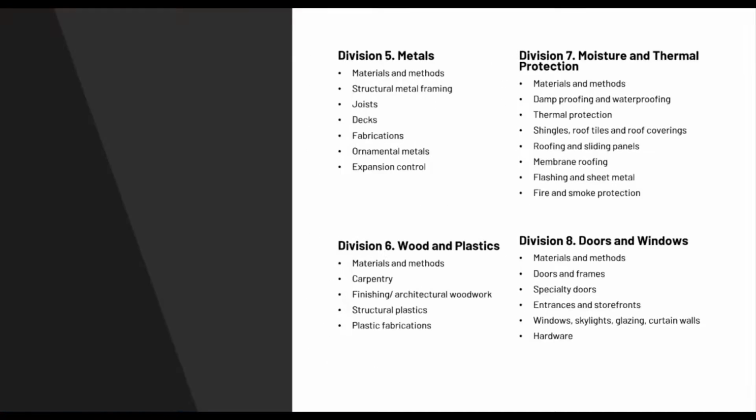mismo. Next divisions, we have Division 5, metals, specification of materials and methods, structural metal framing, joists, fabrication, ornamental metals, if any, and expansion control. Division 6 would include wood and plastics, materials and methods, carpentry, finishing, or architectural woodwork, structural plastics, and plastic fabrications.